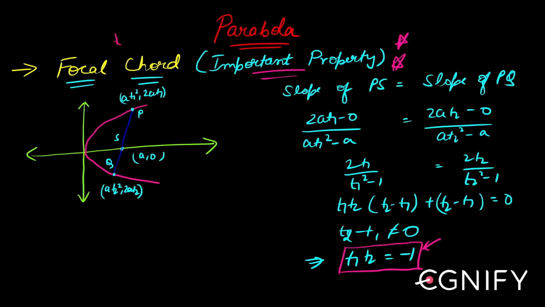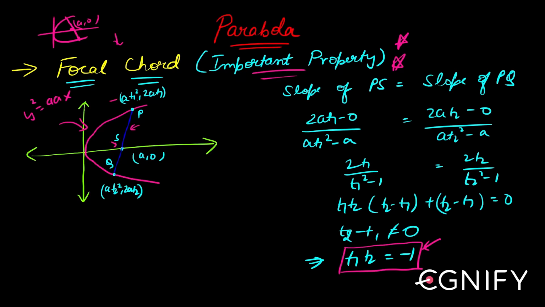So we already know what a focal chord is. In a parabola, if you have any chord which passes through the focus (a, 0), so I'm taking the parabola y square equal to 4ax, and the property that I derived for this will be valid for other parabolas as well, right? So your focus is here. This blue chord is the one which passes through the focus, so it's a focal chord, right?